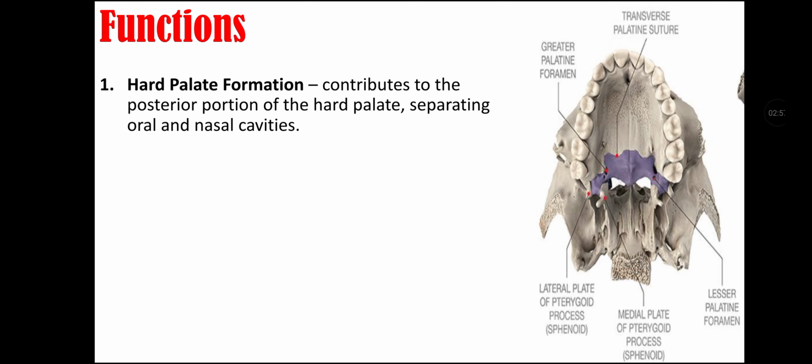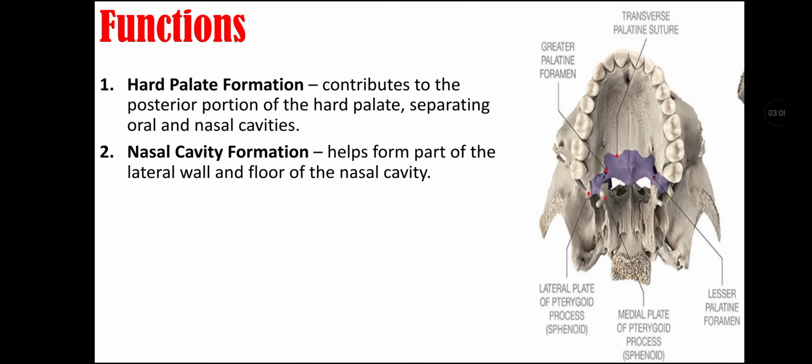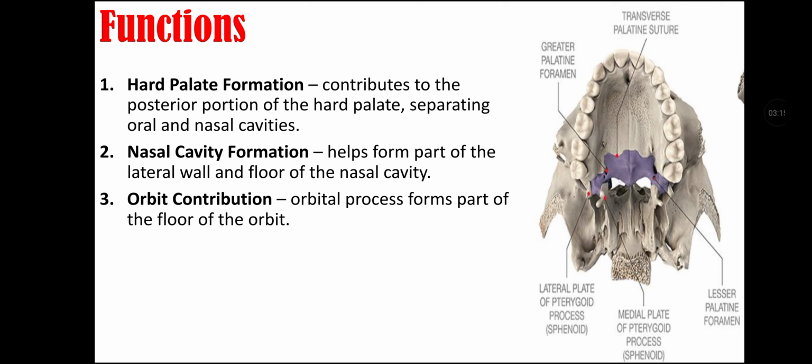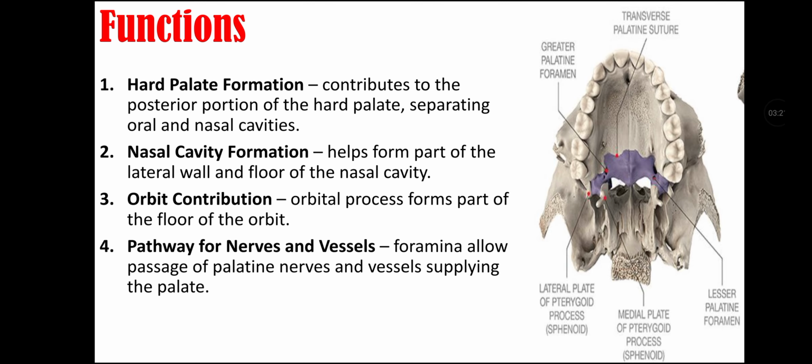Functions of palatine bone. First function is hard palate formation, as this bone contributes to the posterior portion of the hard palate, thus separating the oral and nasal cavity. Second function is nasal cavity formation, as this bone helps form part of the lateral wall and floor of the nasal cavity. Third function is orbit contribution, as this bone has an orbital process that forms part of the floor of the orbit.